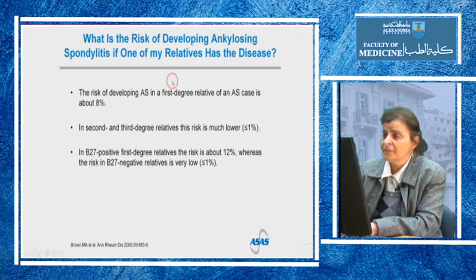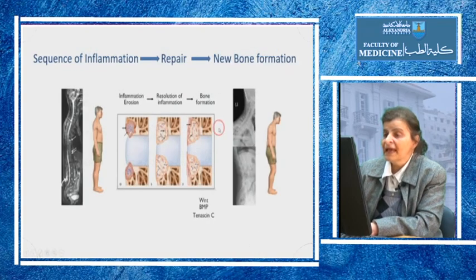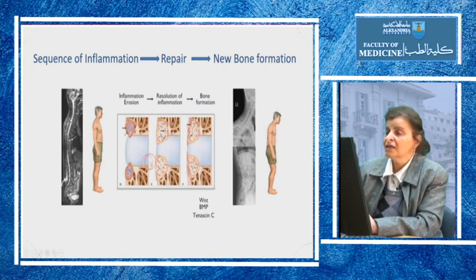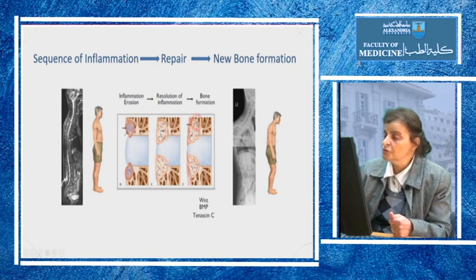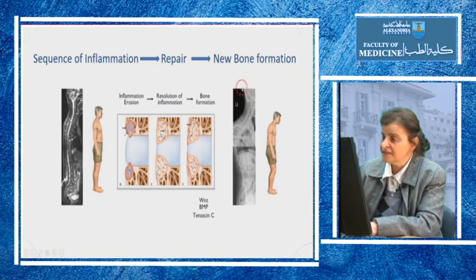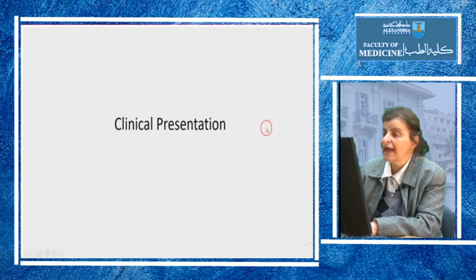What is the risk of developing ankylosing spondylitis in the relatives? Well, the risk of developing ankylosing spondylitis in a first degree relative is about 8%. Second or third degree relative is very much lower. And as you see, here's the sequence of events. Inflammation, if we leave the inflammation unchecked, it repairs. The repair is by new fibrous tissue. New fibrous tissue leads to more new bone formation, and this is where we get the full-blown ankylosing.